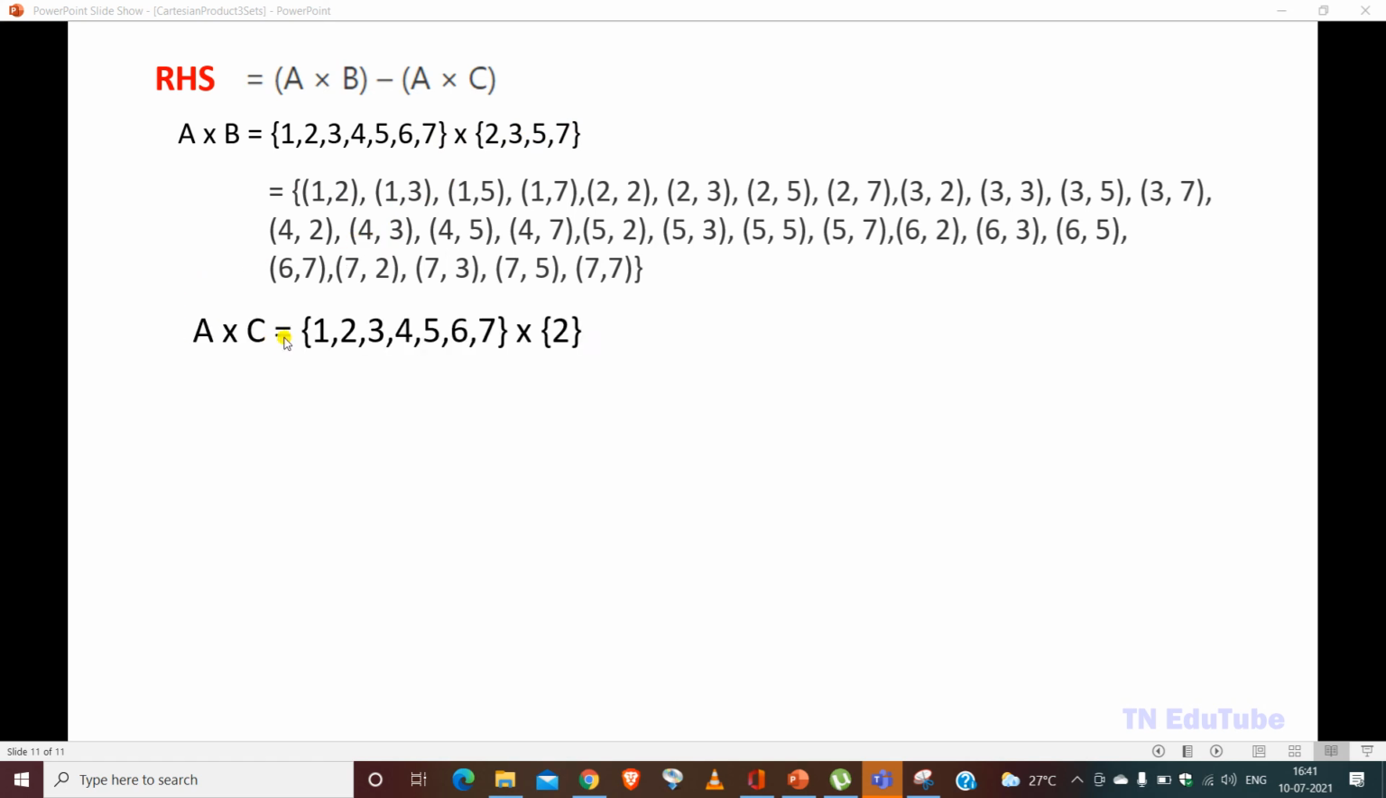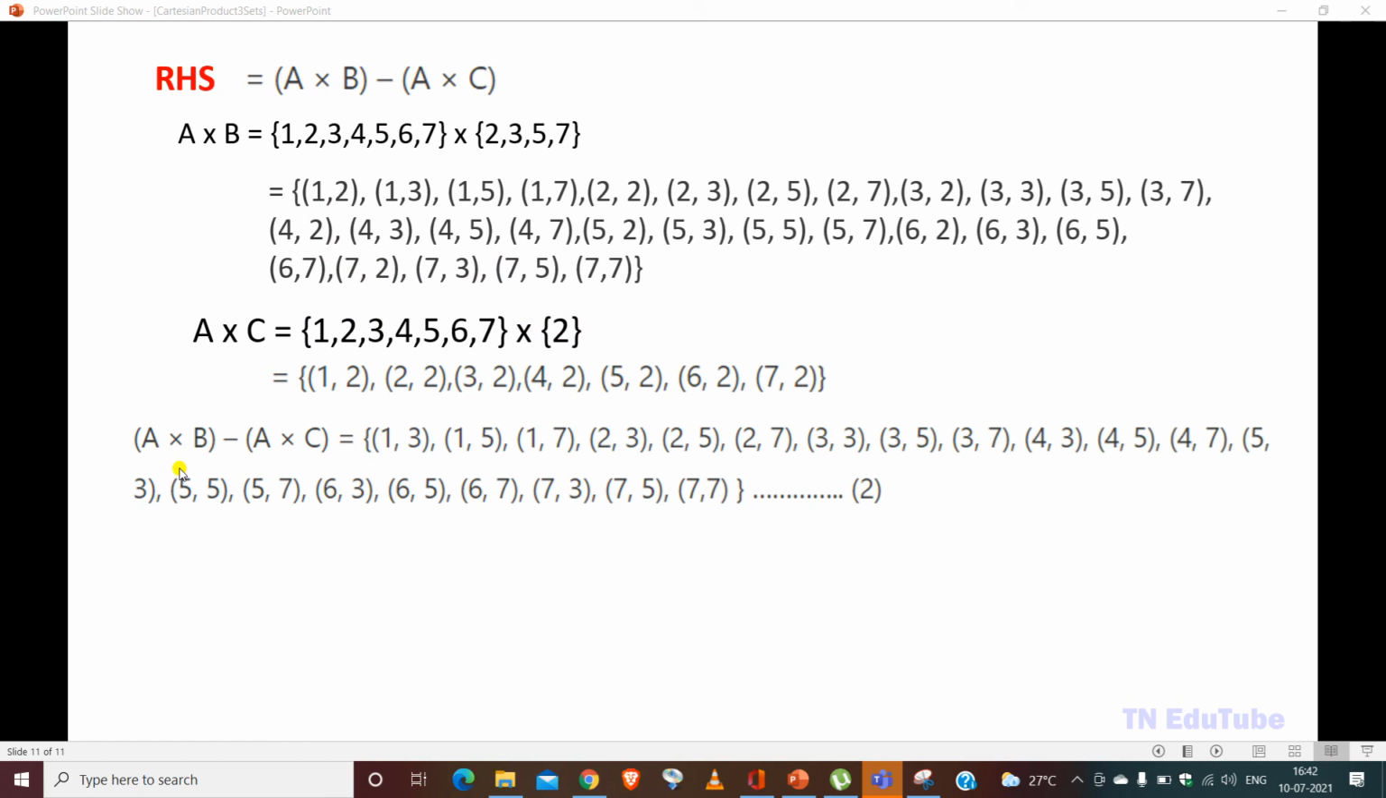Then A cross C. A set, then the C set is only one element, 2. So the ordered pairs (1,2), (2,2), (3,2), (4,2), (5,2), like this you get. Then you take the difference of these two sets. How to take the difference of two sets? A cross B minus A cross C.